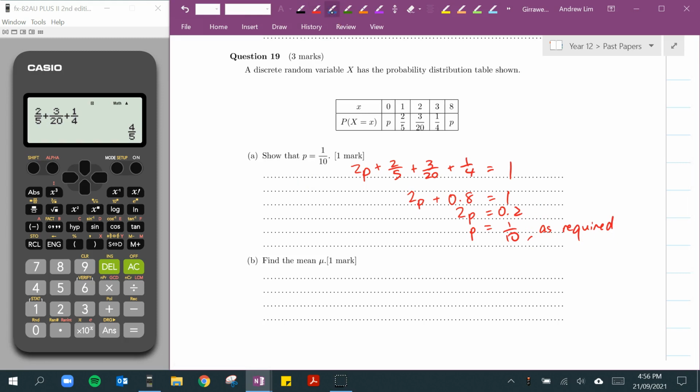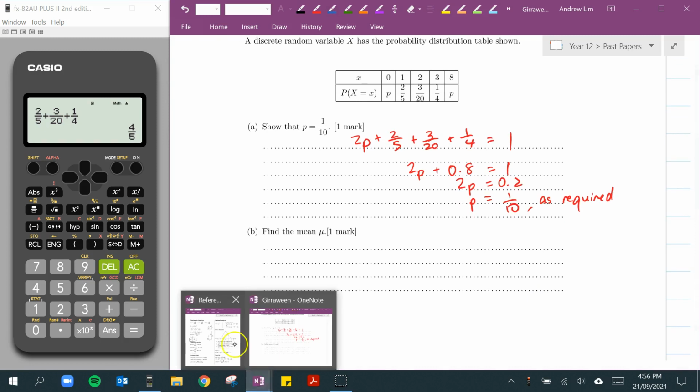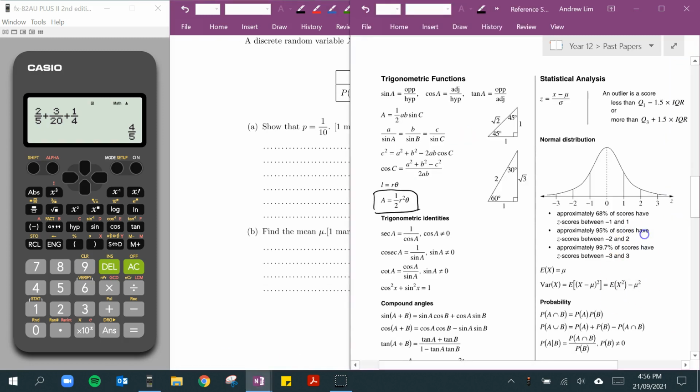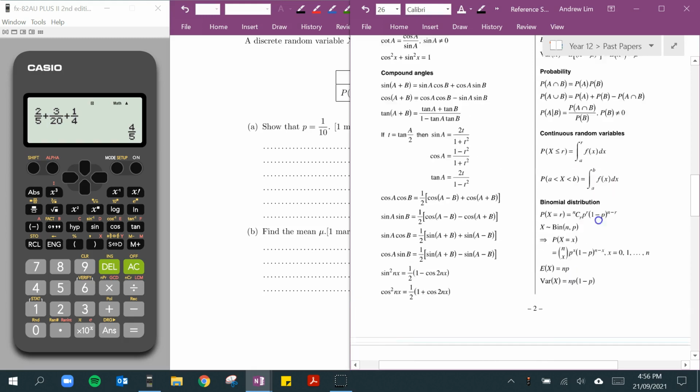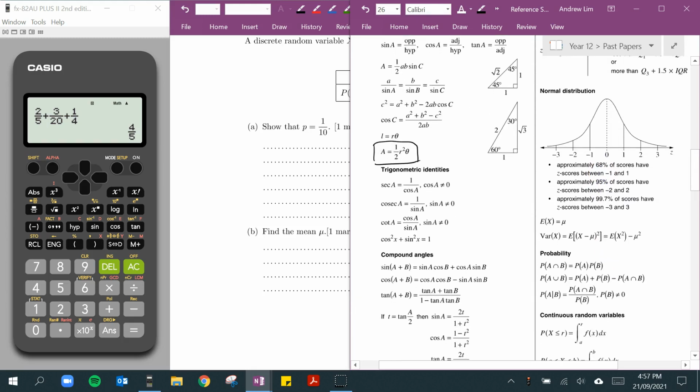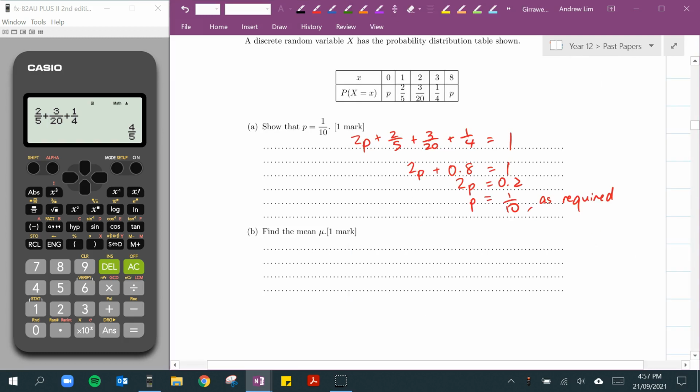Okay, part B, find the mean mu. So if we have a look at our reference sheet, here is our mean, the expected value of x. Now, unfortunately here, it doesn't actually tell us how to actually work that out. So hopefully you should know how to do this. The mean, or the expected value of x, is equal to x times the probability of it occurring. So here's our x, here's our probability. I'm going to find the sum of all of that, and that's the mean.